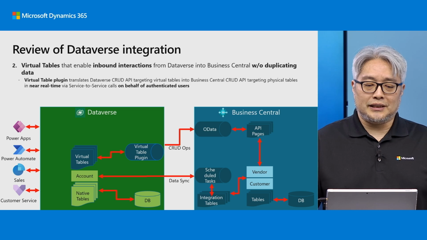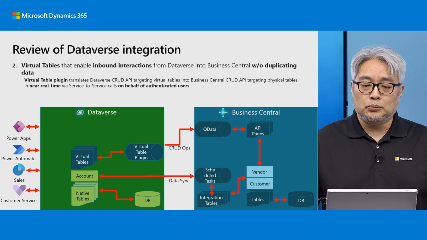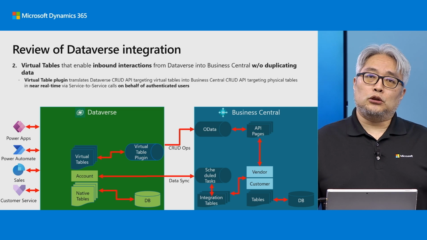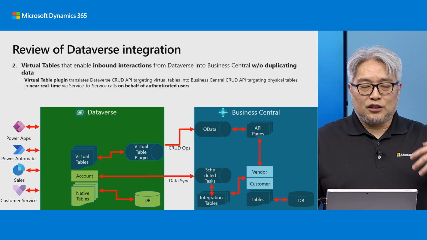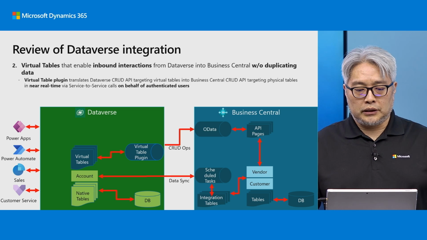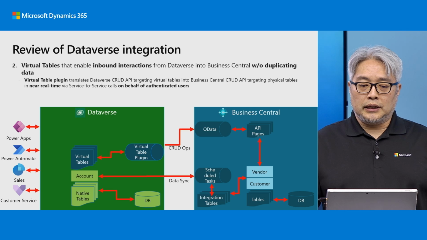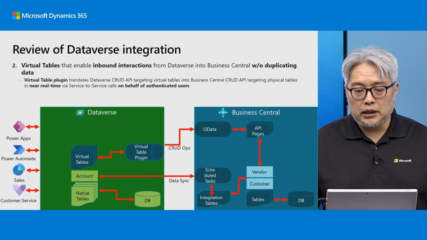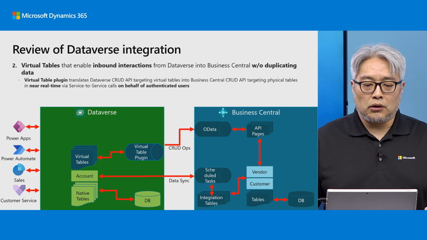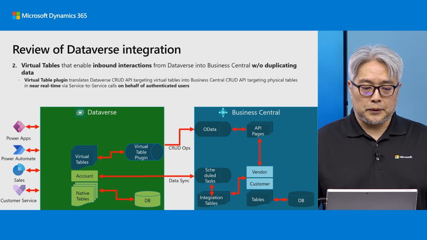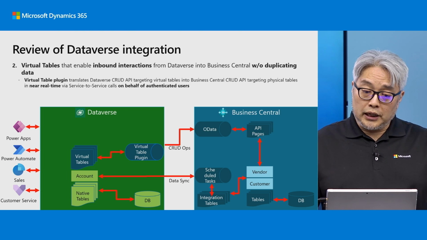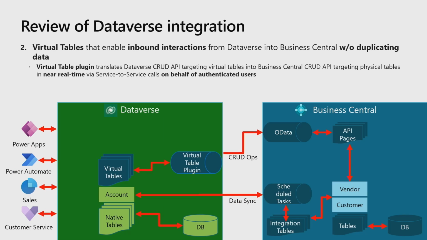Virtual tables enable inbound interaction from Dataverse to Business Central without duplicating the data. The virtual table plugin that you install on Dataverse essentially translates Dataverse CRUD API. CRUD is create, read, update, and delete, targeting the virtual tables in Dataverse into Business Central CRUD API, targeting physical tables in near real time using service-to-service call on behalf of authenticated user. So there's a lot of investment that we have done on the virtual tables plugin especially. And this is highlighted next.